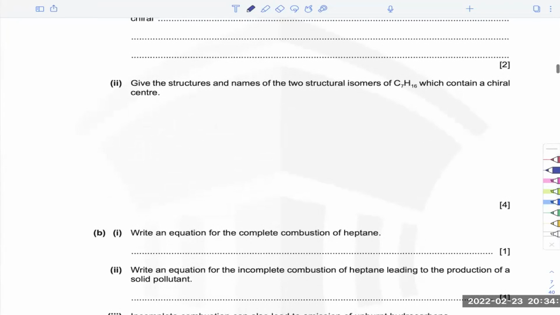Give the structure names of 2 structural isomers which contain a chiral center. Chiral center बनाने का तरीका क्या है? You put a carbon in the center. We just defined chiral center, right? So you put a carbon in the center. उसकी 4 bonds होंगी. Fill it up. You have C7H16. Go on.